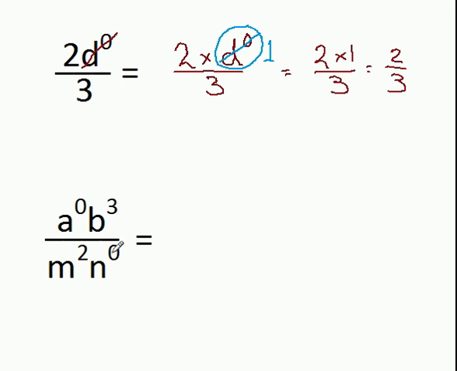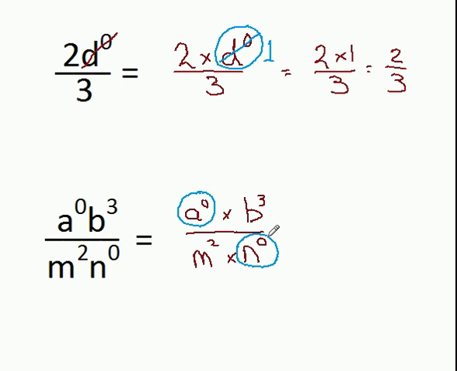Let's do that again with this sum down here. Now if I write that with the multiplications shown, I've got a to the 0 times b to the 3 divided by m to the power of 2 times n to the 0. And again, I'm going to circle the parts that have the 0 exponent, there and there, and I'm going to replace each of those with a 1.